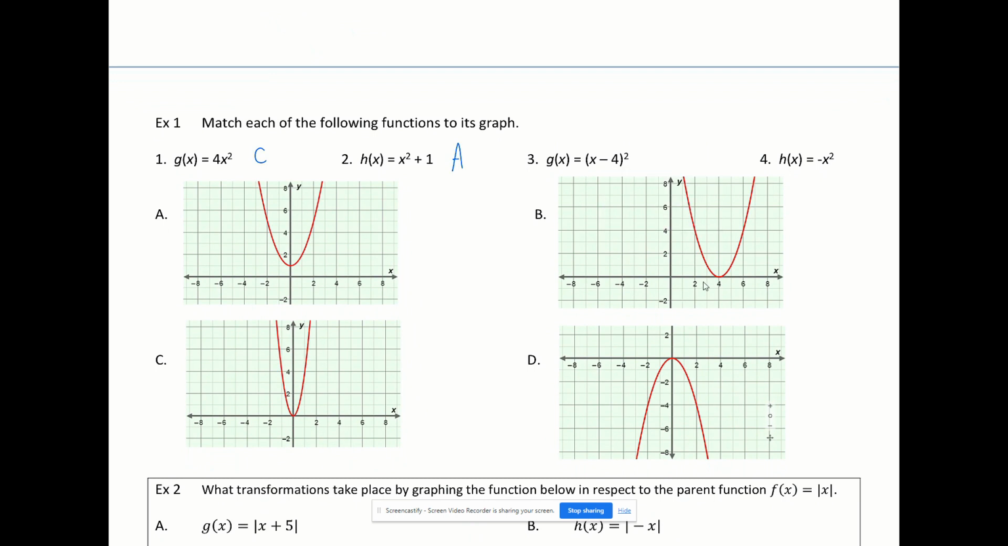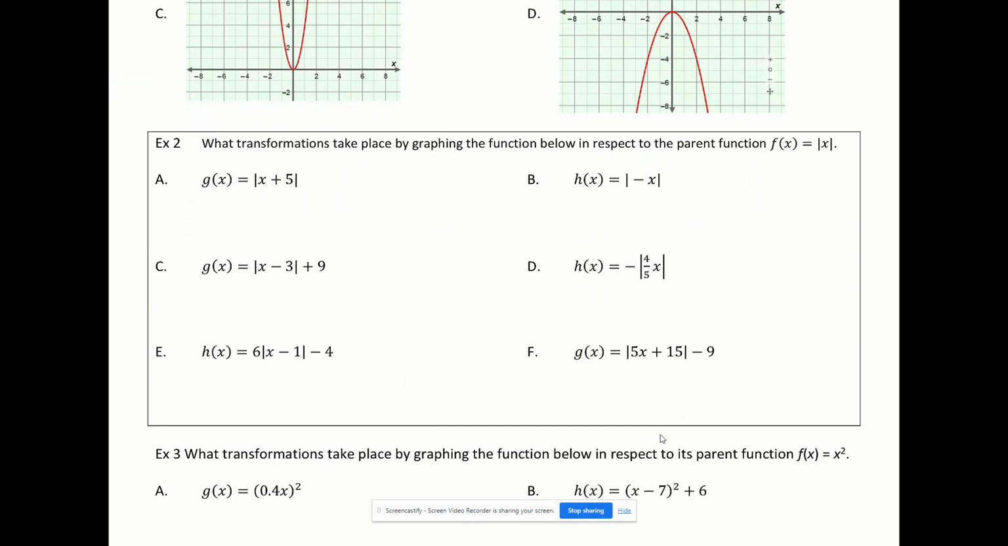B shifts right 4. And then finally, you have this negative, which means it reflects. It's on the outside, so it's a vertical reflection, so it flips over the x-axis, D. So C, A, B, D. Okay, let's keep on cruising along. We're going to state the transformations. I'd love for you to follow along with me and actually say them when I ask the question. I'll give you a couple seconds to answer it, and then I'll pipe in.